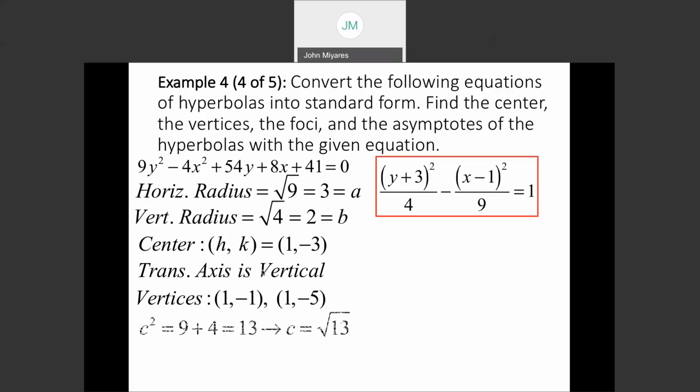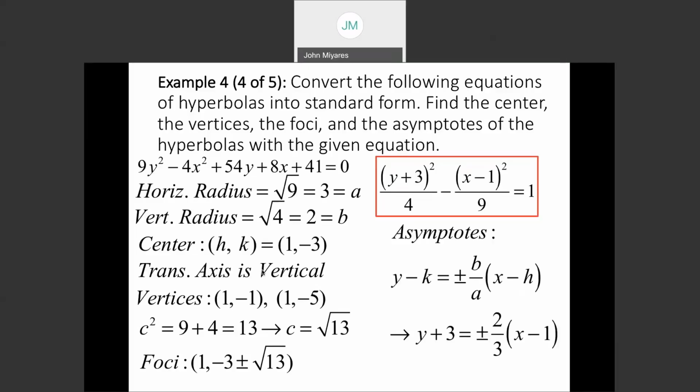To find the foci, we'll take the sum of the two denominators, a squared and b squared, to have 9 plus 4 to get 13. So c will be the square root of 13. Since the transverse axis is vertical, the foci will be the square root of 13 units above and below the center. So we will see them here at 1 comma -3 plus root 13 and 1 comma -3 minus square root of 13.